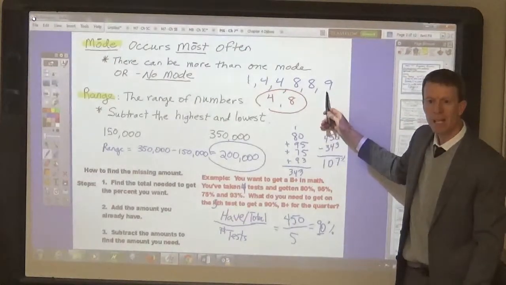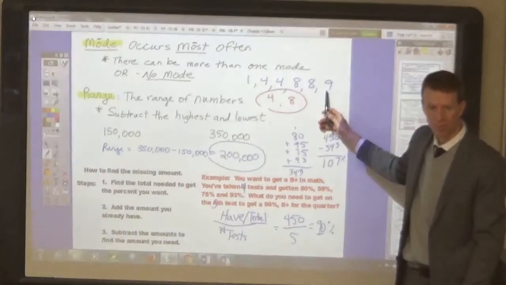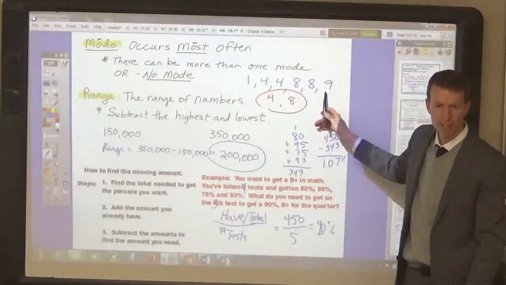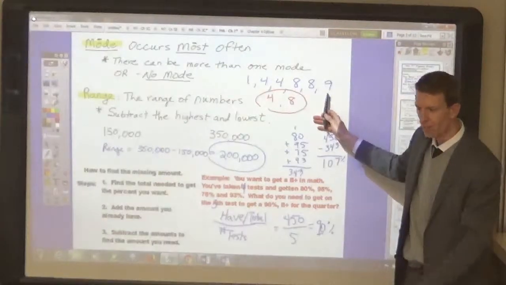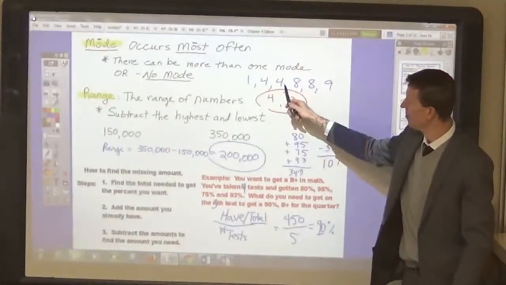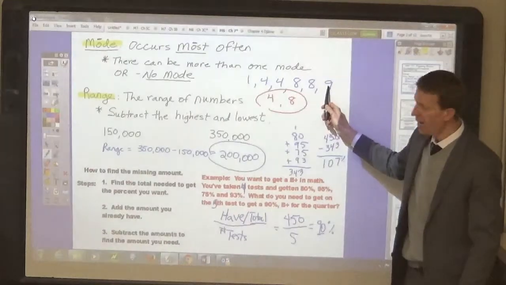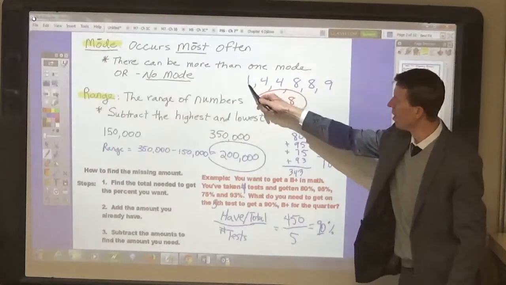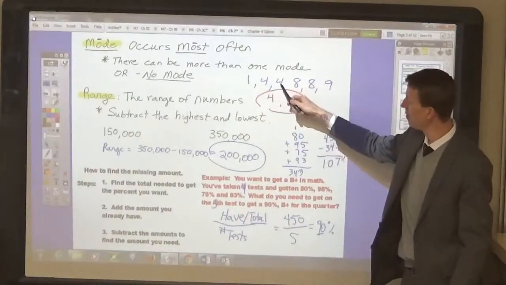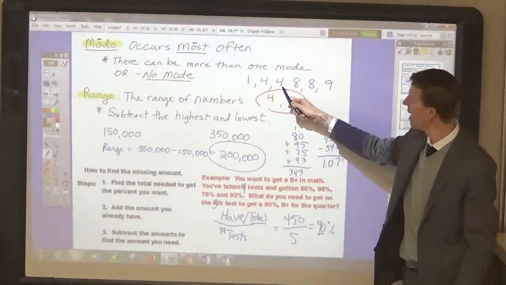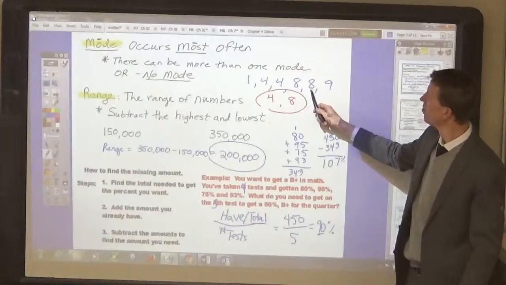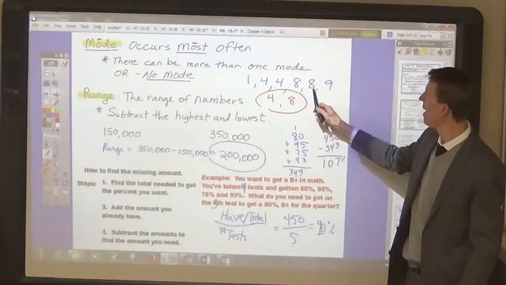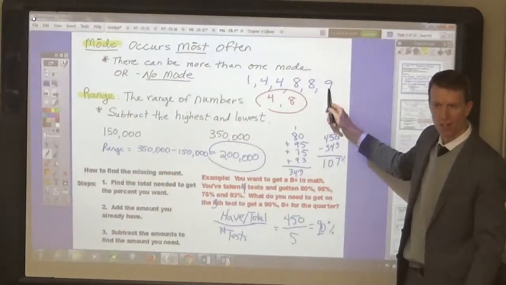How would we find the mean? Not what is the mean, how would we find the mean? Megan? Yeah, add them all together. So 1 plus 4 is 5, plus 4 is 9, plus 8 is 17, plus 8 is 25, plus 9 is 34.